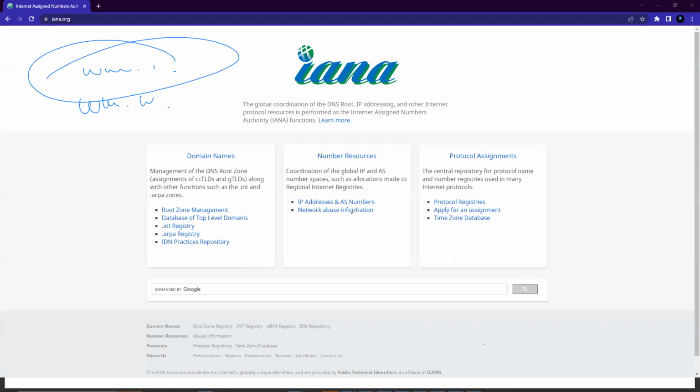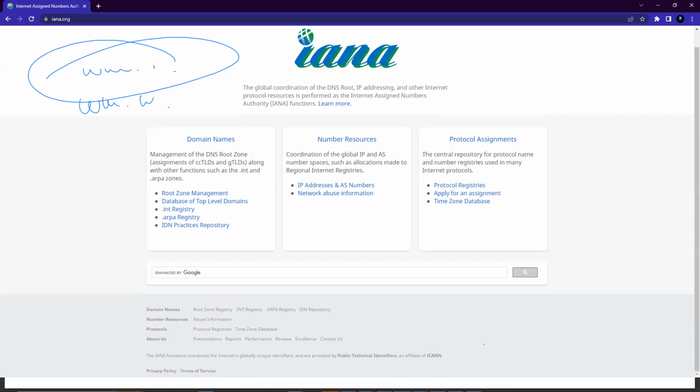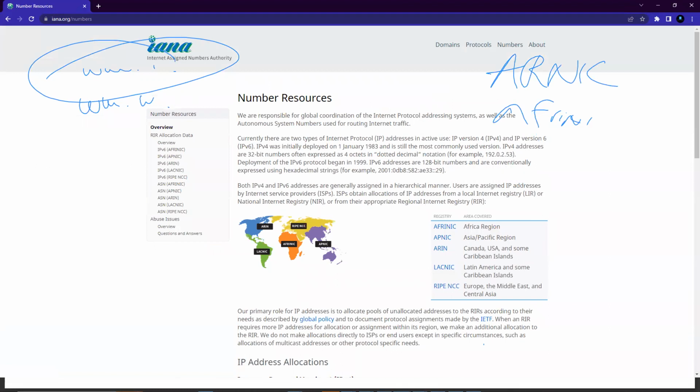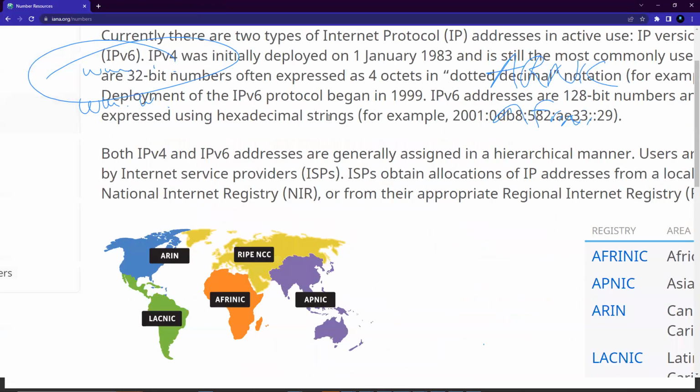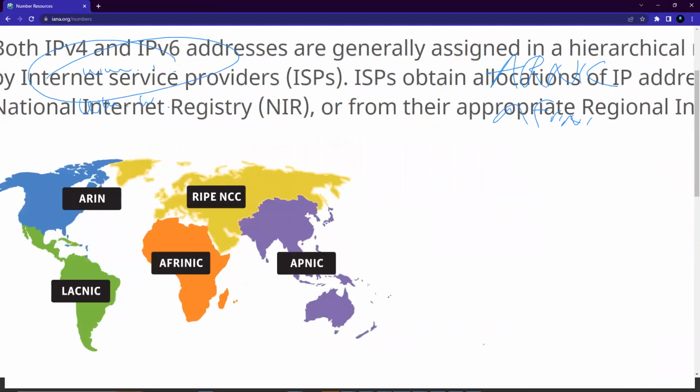Then for IP addresses, they also give IP addresses out. Most of the time, what they've done is they've outsourced it, well, not outsourced, but they have different divisions for different parts of the world. So regions. There's Afrinic for Africa. There's different ones. I think there's something for Arnic or something. There's Afrinic. There's a lot of them. So basically, these are different people. Okay, so these are them. So yeah, there's Afrinic for Africa.